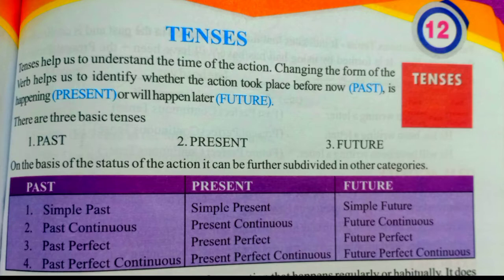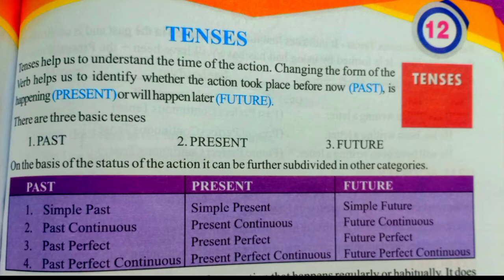That means tenses are divided into three: past tense, present tense and future tense. Past, the time before now; present, the time which is going on; and future, the time which is yet to come. Now see, on the basis of the status of the action, it can be further subdivided into other categories.